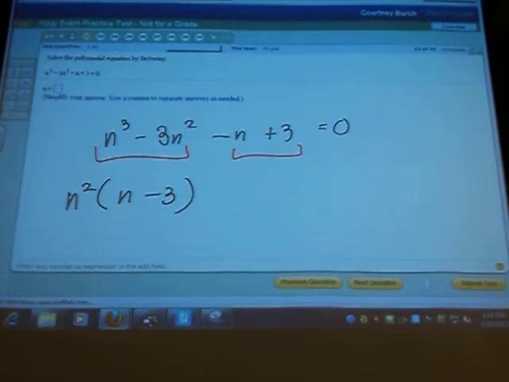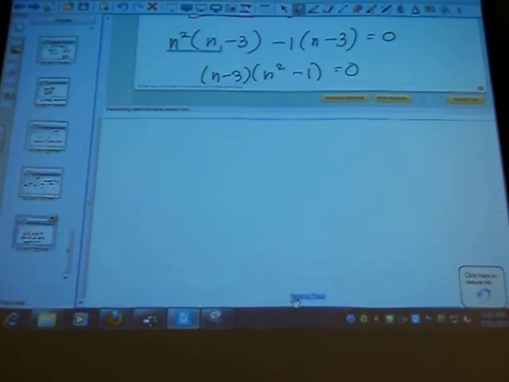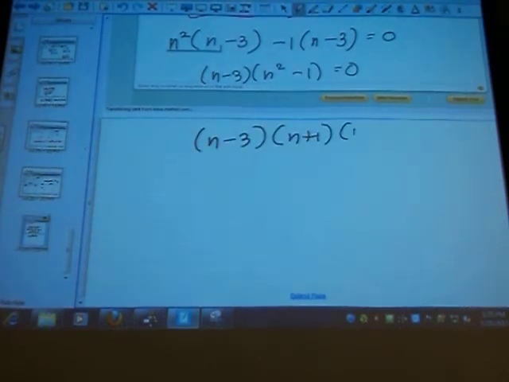And then the second one, I have to take out a negative 1. You have to have a negative in the middle. And that would leave me with n minus 3. If you take out a negative, you gotta flip your sign. Then that groups to n minus 3 times n squared minus 1. n squared minus 1 is a difference of squares, so that factors to n plus 1 times n minus 1.